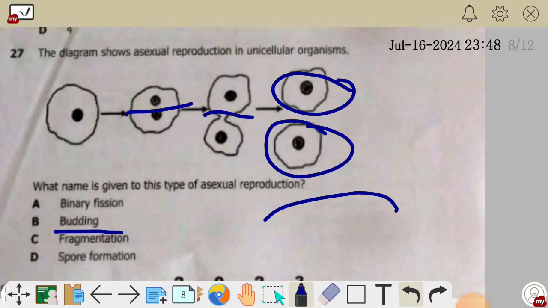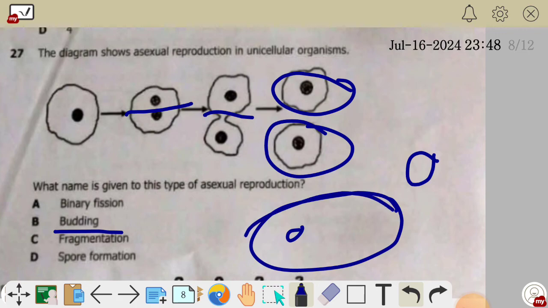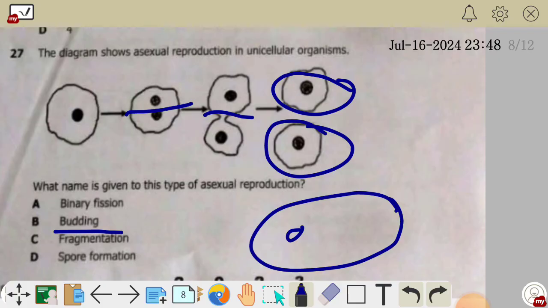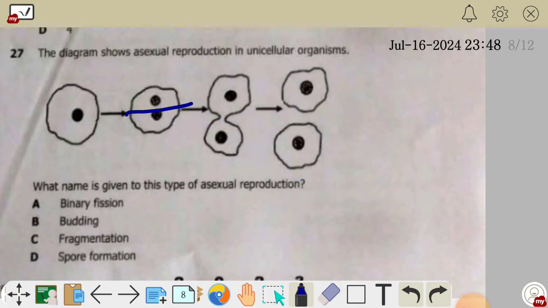Budding, we have a big organism, then it will bud to form a small bud which will bud off from that organism. Then the parent cell will be big, the budded cell will be small. That is under budding. But where we have one cell dividing equally, forming 2 daughter cells which are equal and identical, that is what we call binary fission, and it's mostly seen in bacteria. So the correct answer for question 27 is binary fission.